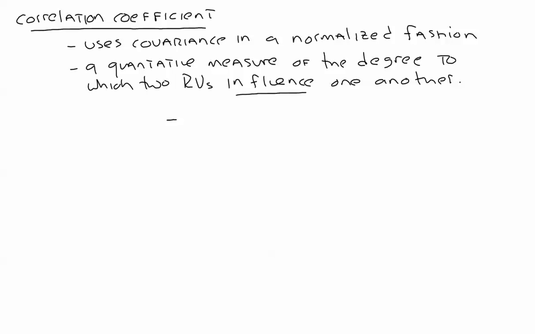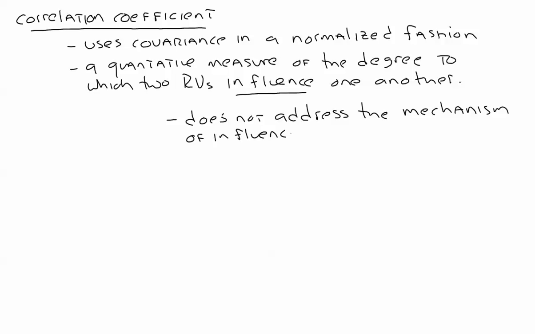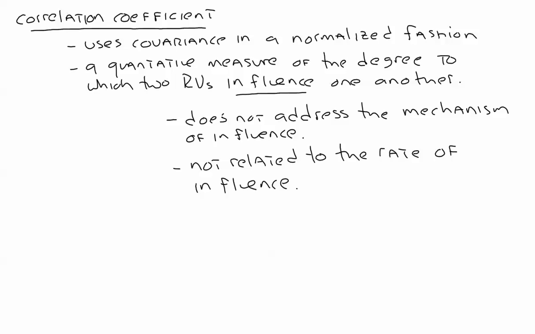Correlation coefficient does not tell us the mechanism of influence. It does not address the mechanism of influence. And it is not related to the rate of influence. And we'll have to explore the second statement through some examples a little bit later on. All right? Just hang on to that for now.